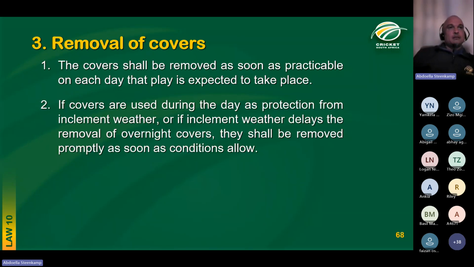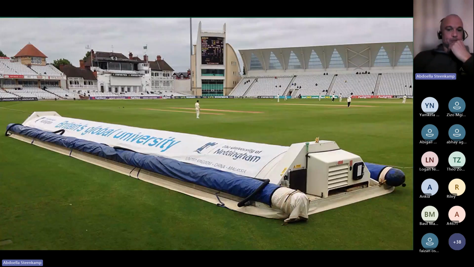Also, if it rains, the law said to us in the previous slide, please cover the pitch. But now it has stopped raining. So now the law tells us, if it has stopped raining, you then may remove the covers as soon as conditions allow. This is just an example.